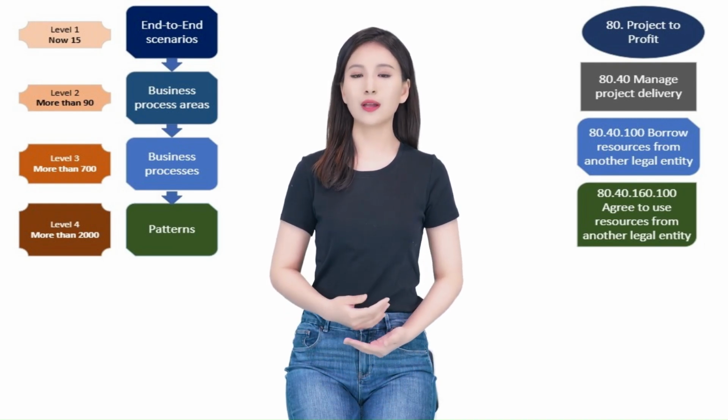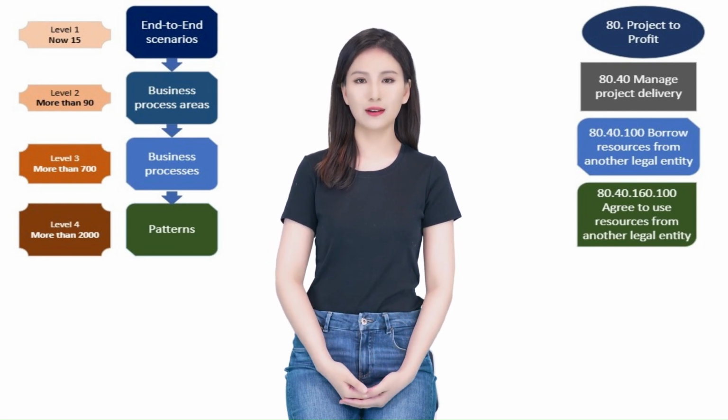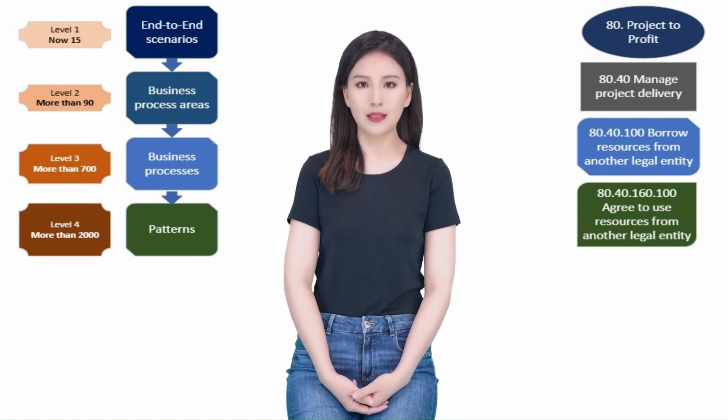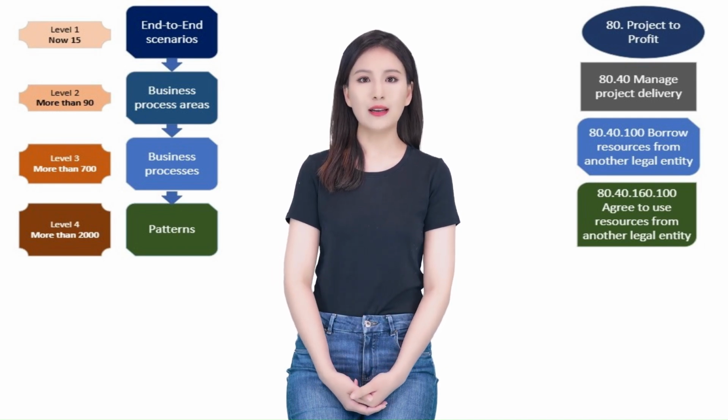In our videos we will use the following numbering. For example, we have pattern 80.40.160.100, agree to use resources from another legal entity. This means that this pattern belongs to business process 80.40.100, borrow resources from another legal entity, business area 80.40, manage project delivery, and end-to-end scenario 80, project to profit.